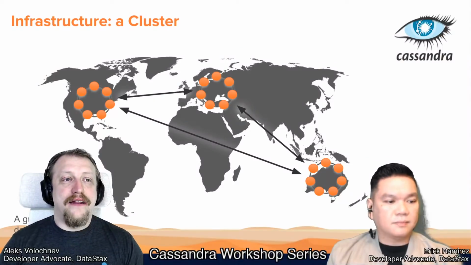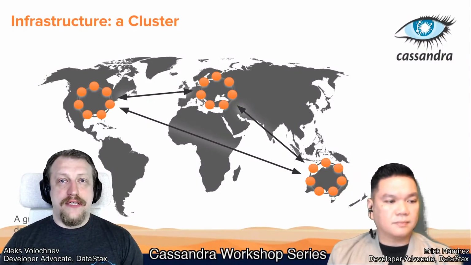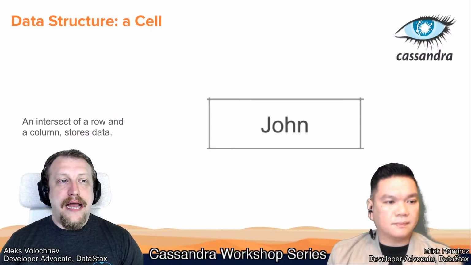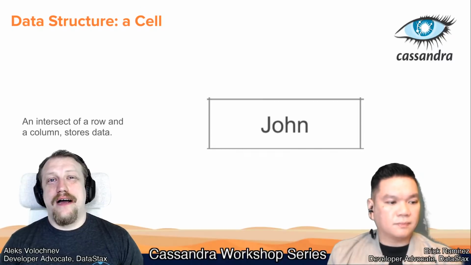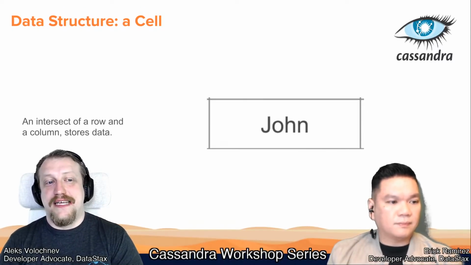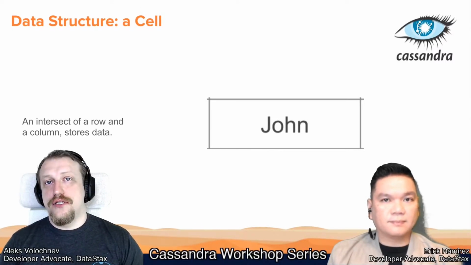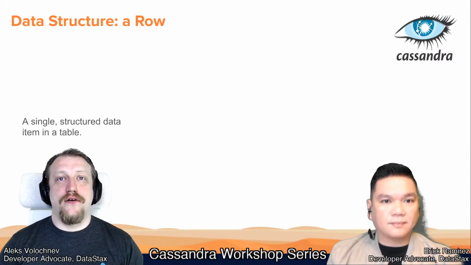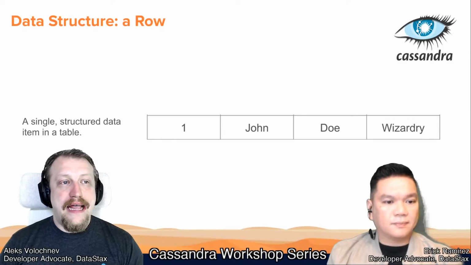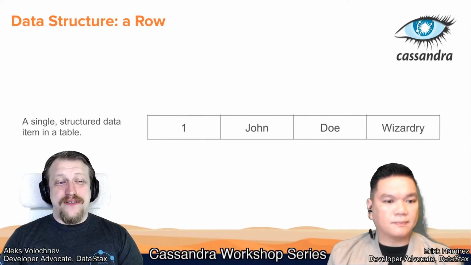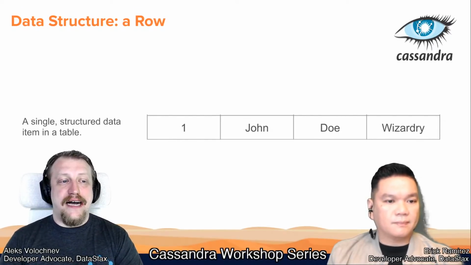And then we go to data structure. And data structure starts with a cell. Well, I hope everyone understands what the cell is. It's an intersection of a row and a column. It stores some data. That's the base of any table. And a set of cells, a single data item of a table, makes a row.